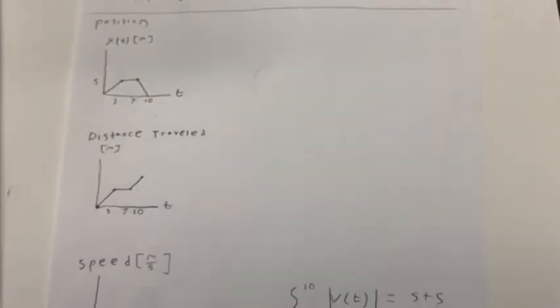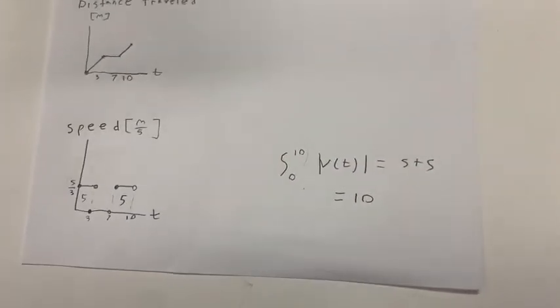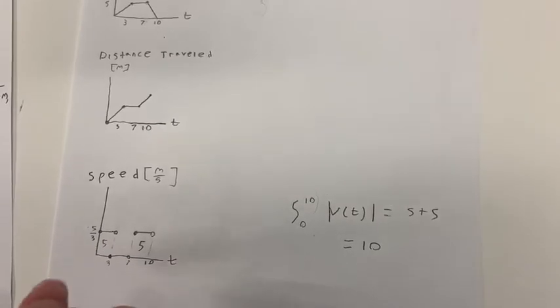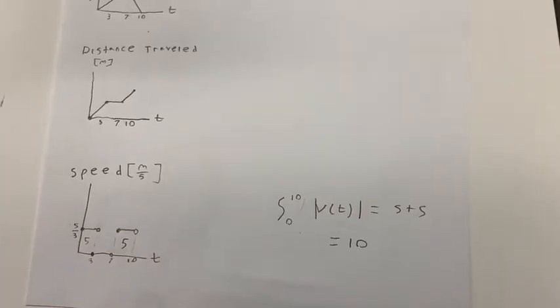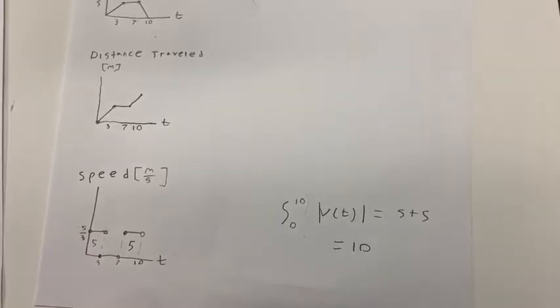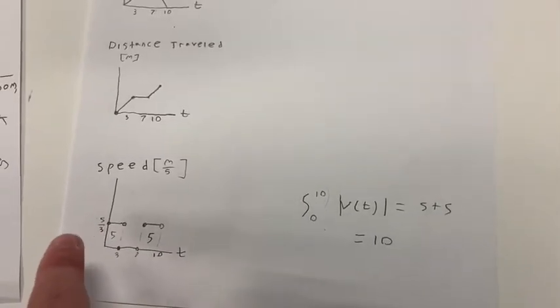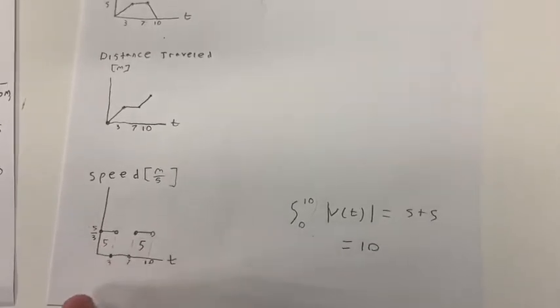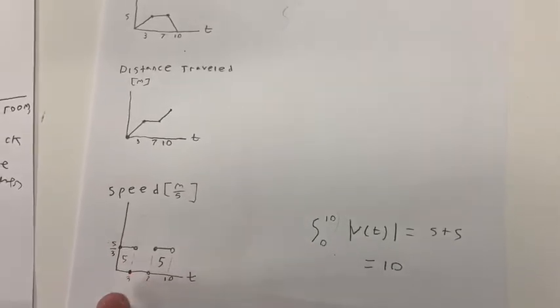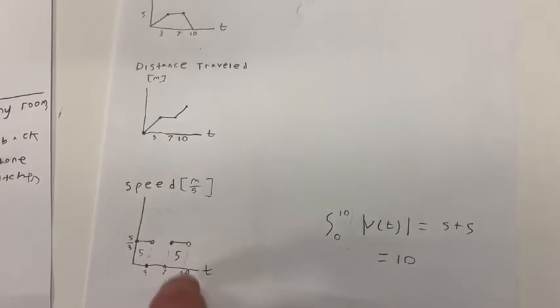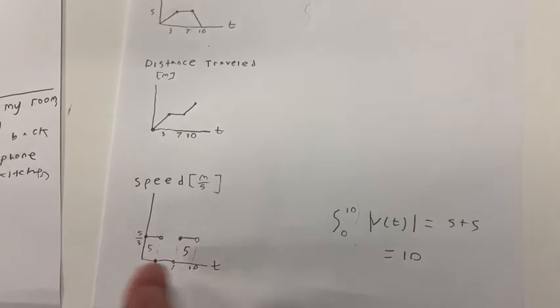So now let's look at the speed graph. So speed, as we can see here, we are traveling 5 meters in 3 seconds as we go from my room to the kitchen. So our speed is 5/3 meters per second. So we're traveling at 5/3 meters per second for 3 seconds. Then we take a break to grab a snack, so my speed is 0. And then we walk back at the same speed, at 5/3 meters per second.